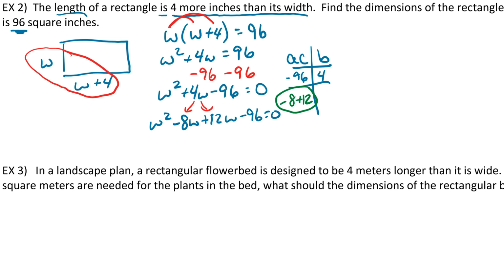All right, now we can go ahead and group it. So for the first group, we can take out a W from each. So we have W times W minus 8. From the second group, we can take out a 12 from each. So we're going to have plus 12 times W minus 8 equals 0.